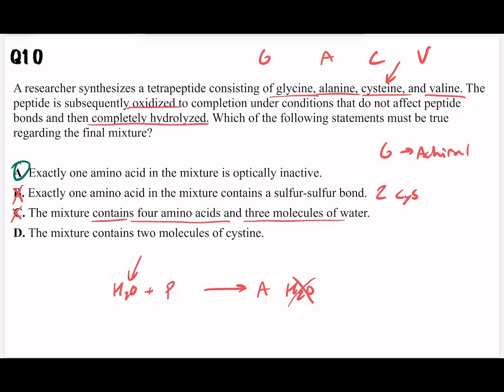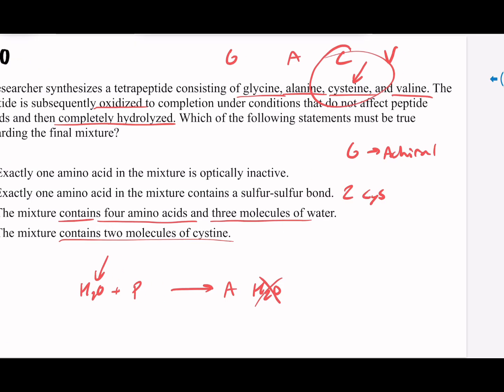And then finally, D, the mixture contains 2 molecules of cysteine. Well, for the same reason that B is incorrect, D is incorrect. We're specifically told it's 1 molecule of cysteine. And that's why answer A, exactly one amino acid in the mixture is optically inactive, is correct.